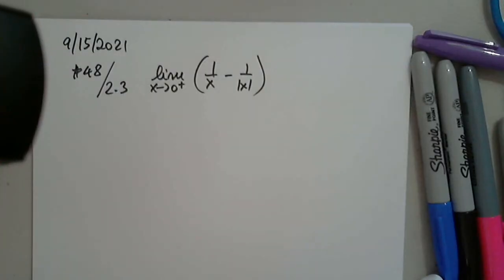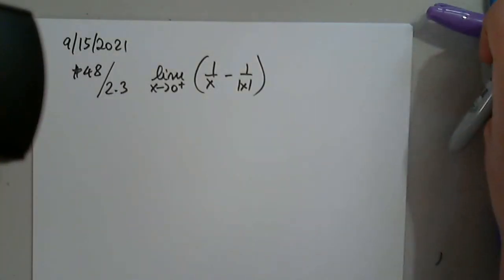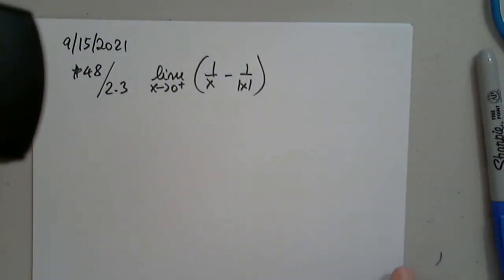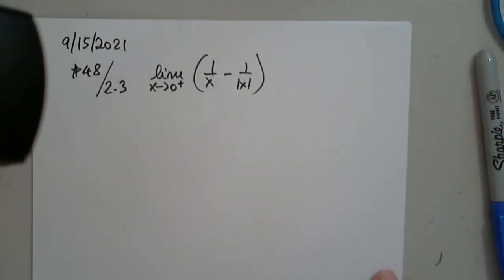Watch the video from the previous class on absolute value limits. Okay, where is the starting point? Anyone?